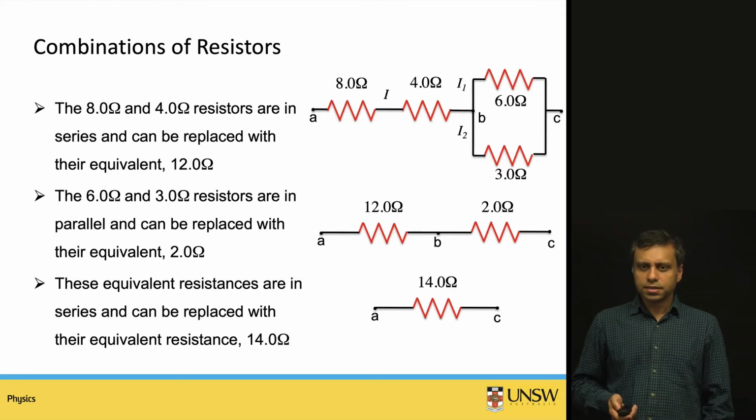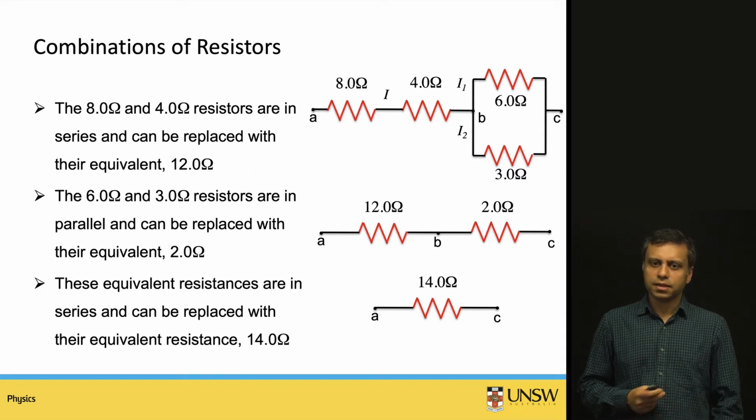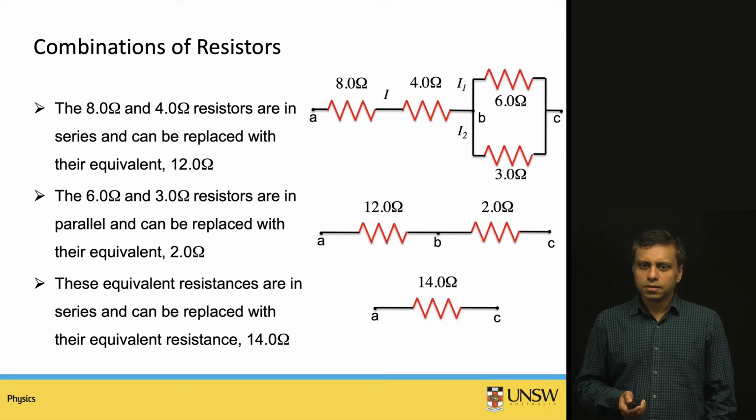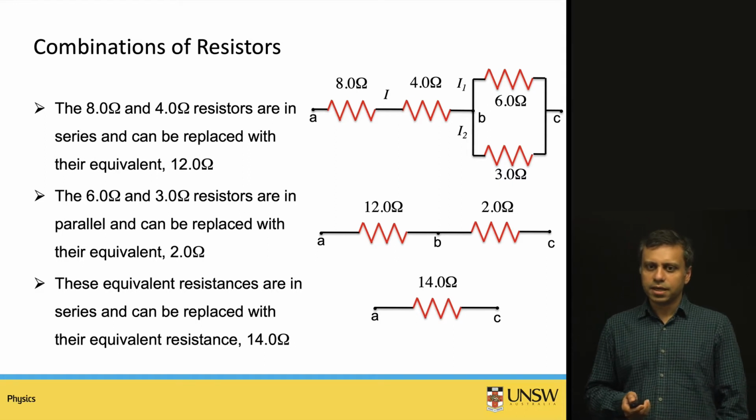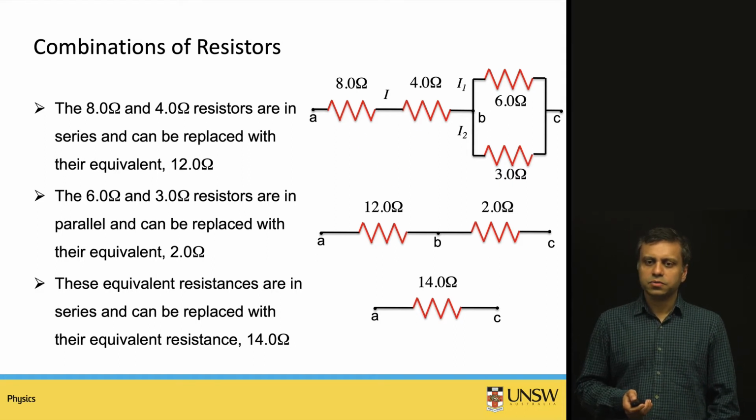This is a worked example of a complicated configuration where you have both series and parallel resistances. An 8 ohm and a 4 ohm resistance are connected in series, and a 6 ohm and 3 ohm resistance are connected in parallel, and their combinations are connected in series with the other two resistances. You can calculate the equivalent resistance for the 8 and the 4 ohm resistances. They are in series, so their equivalent resistance is given by their sum, 8 plus 4, and that comes out to be 12.